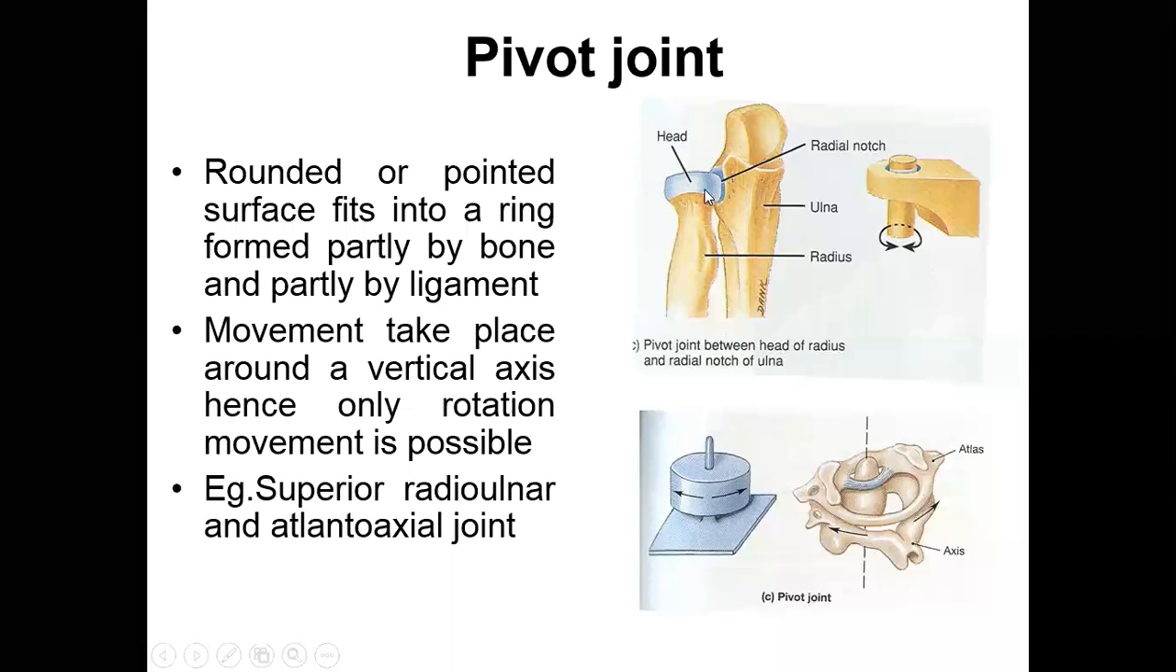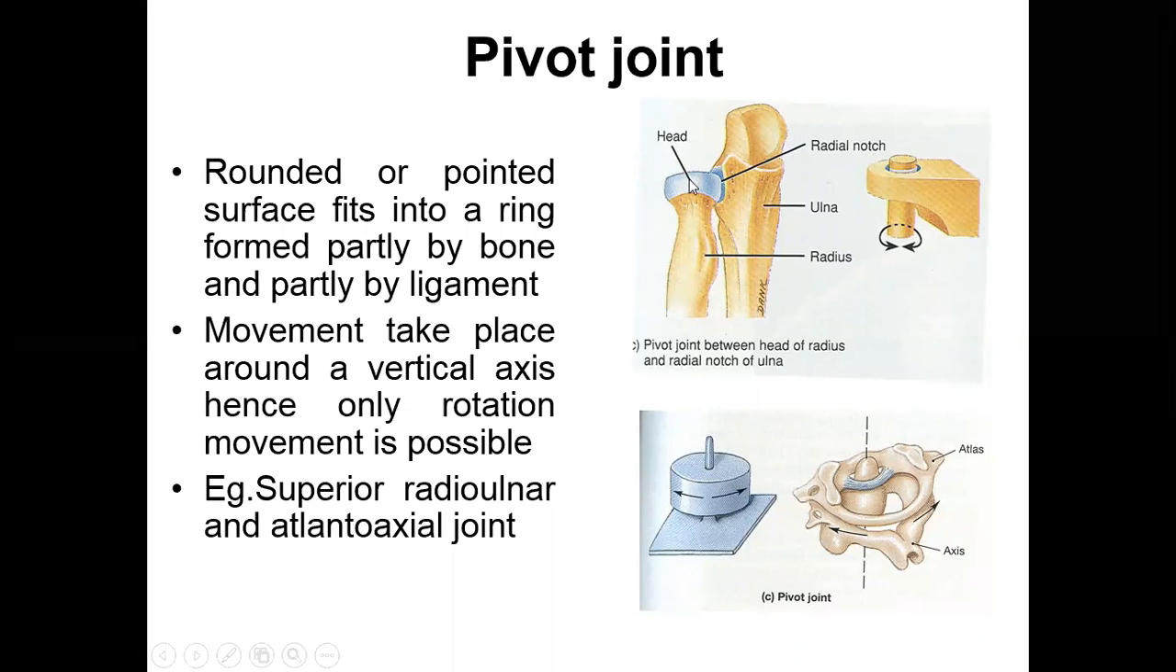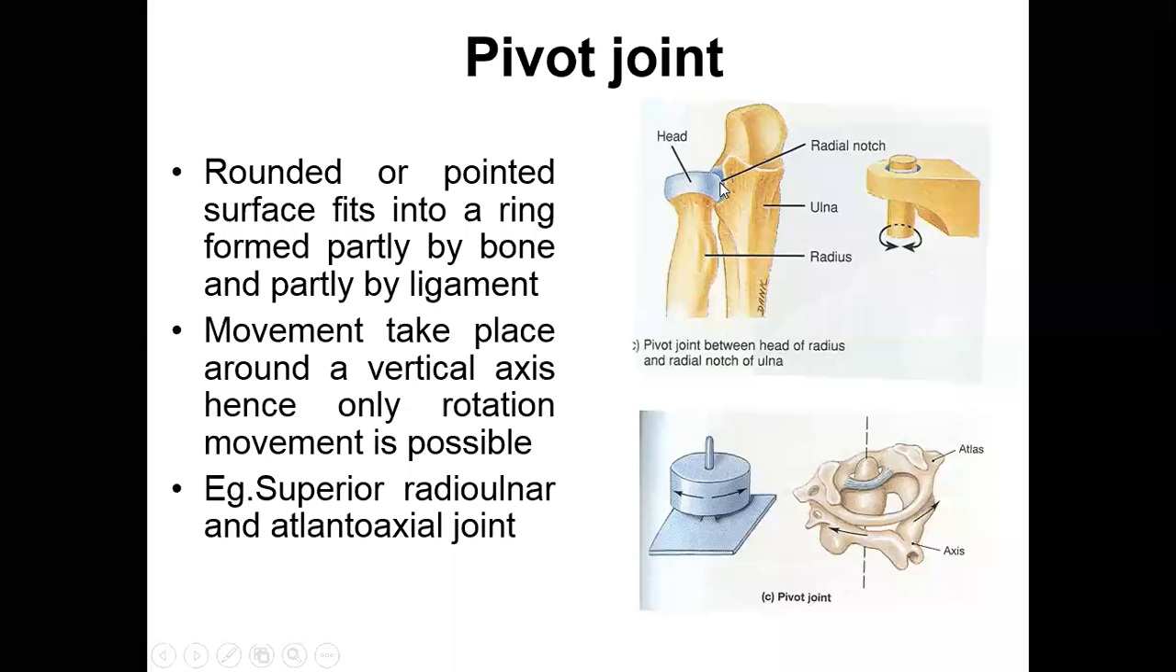Now they form a joint here, which is called the superior radio-ulnar joint. How is it formed? The superior radio-ulnar joint is formed by the head of the radius, which acts as a rounded or pointed part, and the ring that is formed partly by the ulna that is here. Now there's a ligament which covers this head of the radius, and that ligament is the annular ligament.